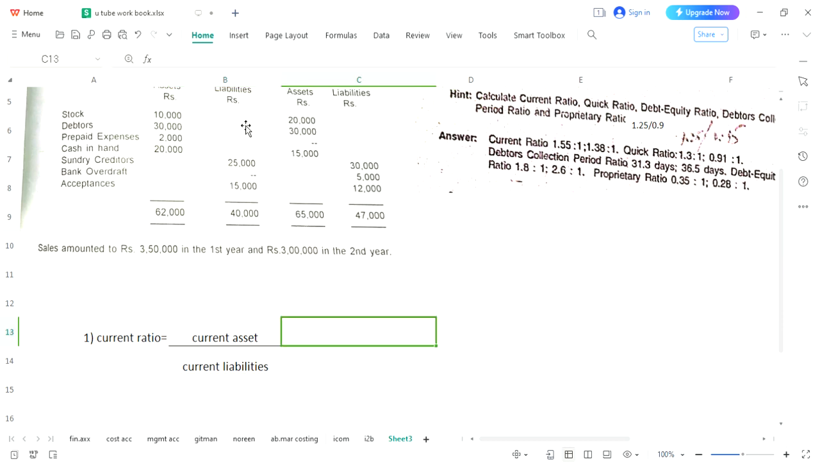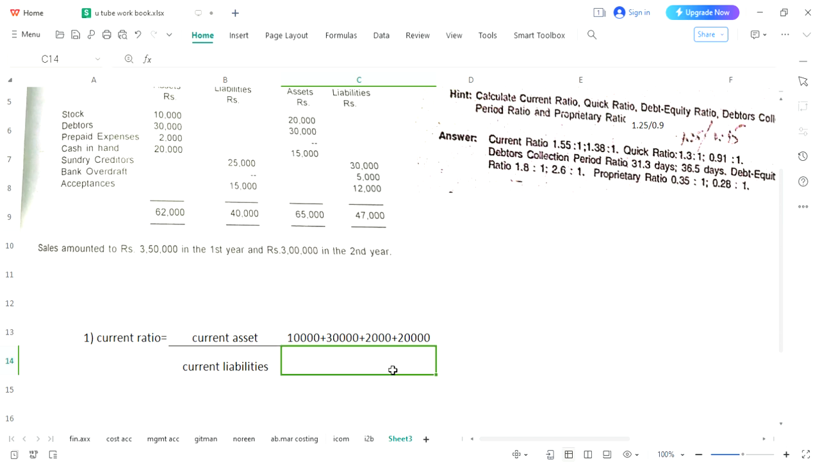Now we will look at what assets are current. As you can see, you have 10,000 as your stock, a current asset. Then you have debtors, 30,000. These are current assets. Prepaid, 2,000, a current asset. Then we have cash in hand, also a current asset. So there are four current assets, and we have posted them over here. Let's put the bottom line over here.